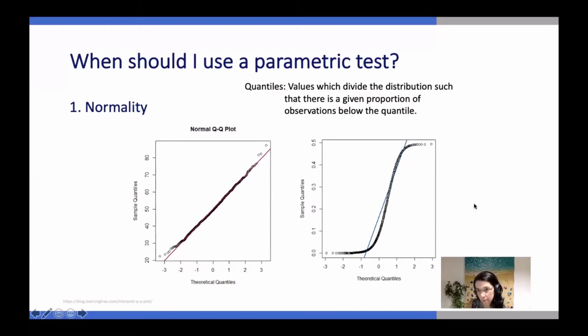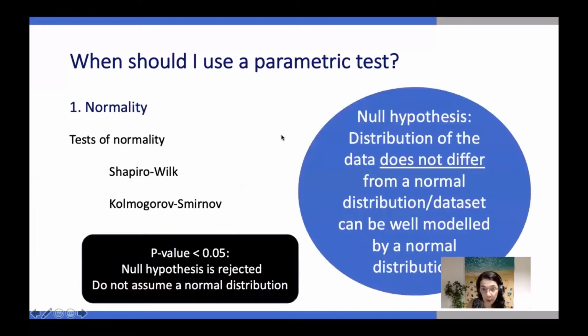So depending on your sample size, if you feel like you need to test for normality, there are different tests you can use, for instance, the Shapiro-Wilk or the Kolmogorov-Smirnov. The null hypothesis for these tests is that the distribution of the data does not differ from a normal distribution. In other words, the data set can be well modeled by a normal distribution.